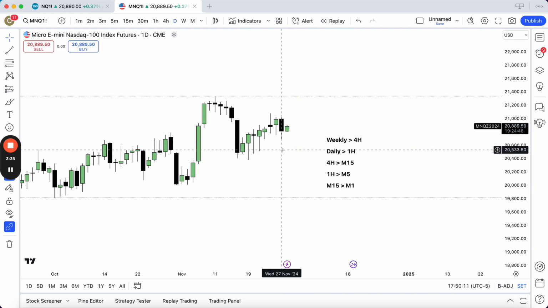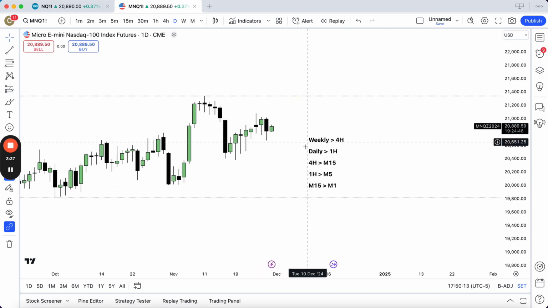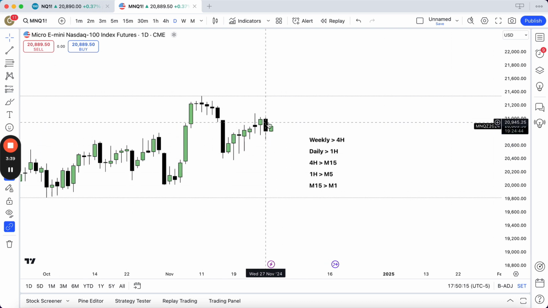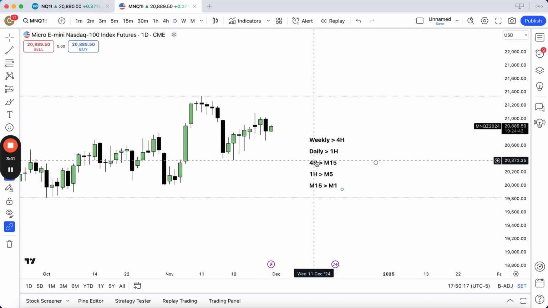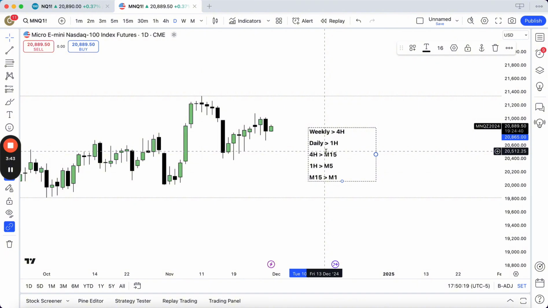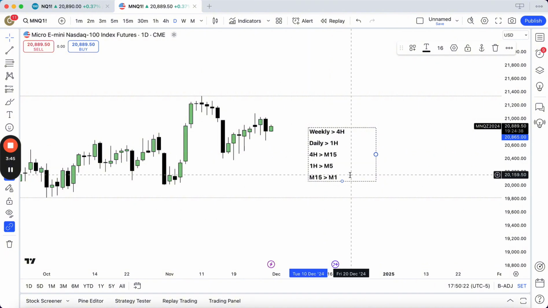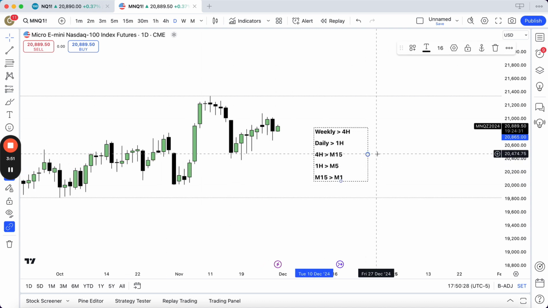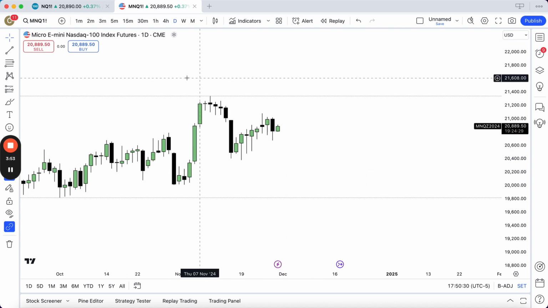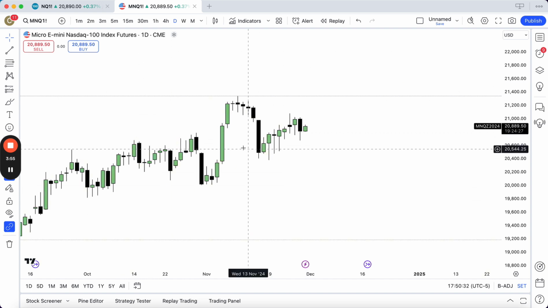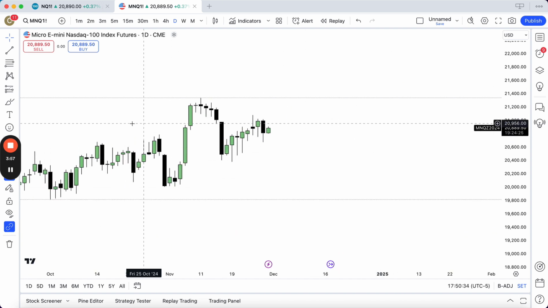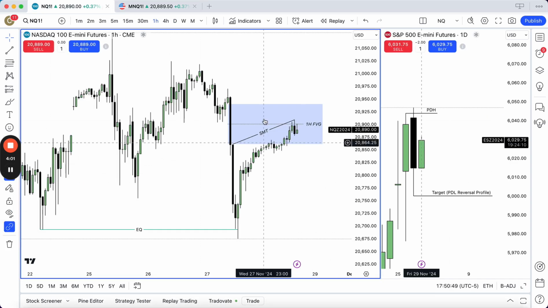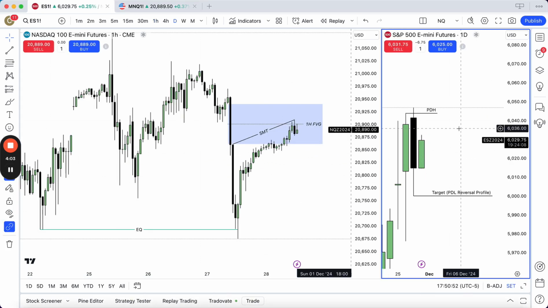Obviously, we have to have some SMT there. That is also a key part of my entry model. I personally think that SMT is the most important confluence in any trading system. If you don't know what SMT is, basically SMT is an imbalance between two correlated assets. Personally, I trade NQ, which means that the correlated asset for NQ is ES. So let me just pull up ES here and show you what I mean. So here is a great example of SMT.